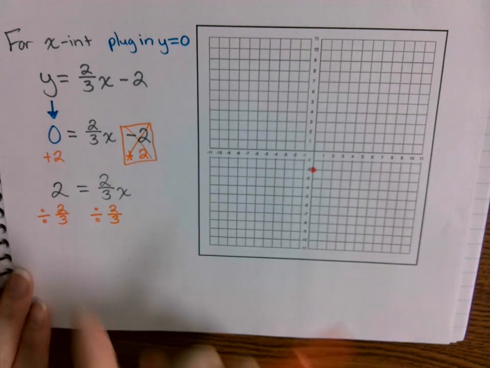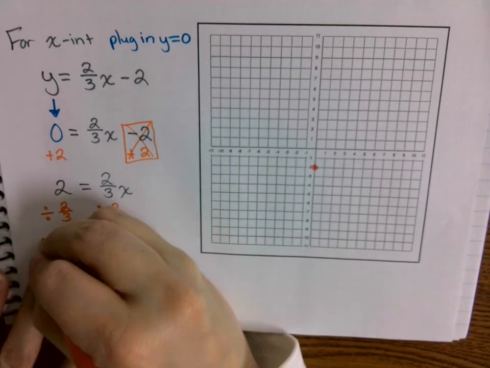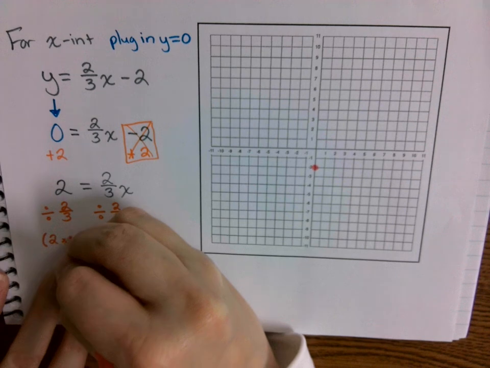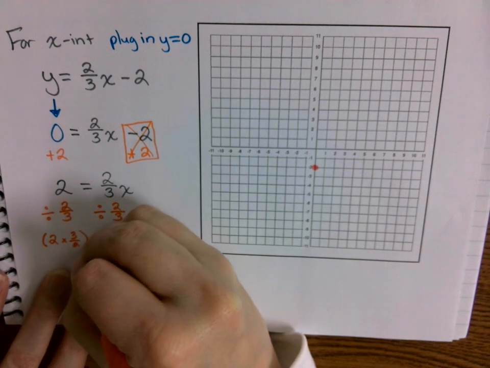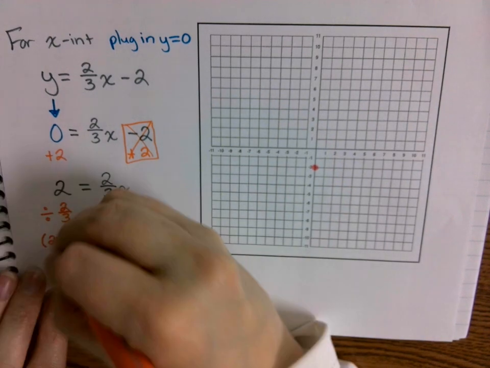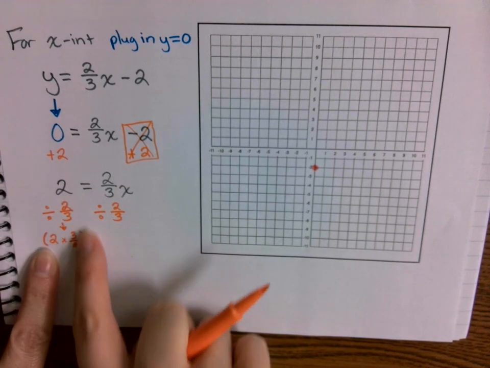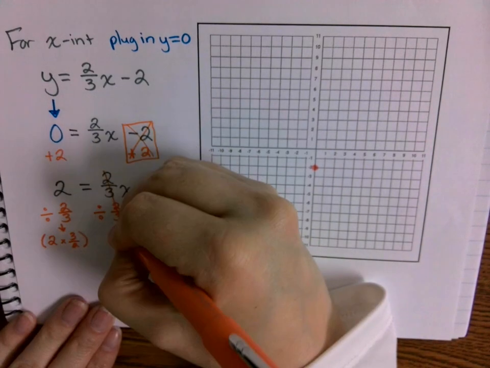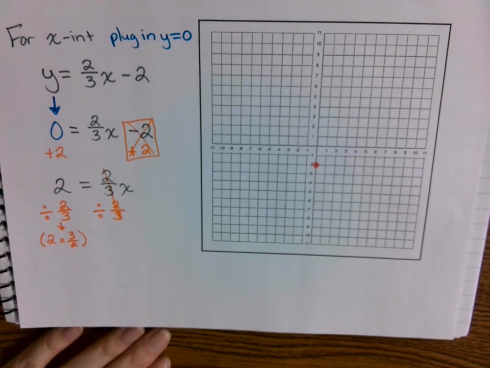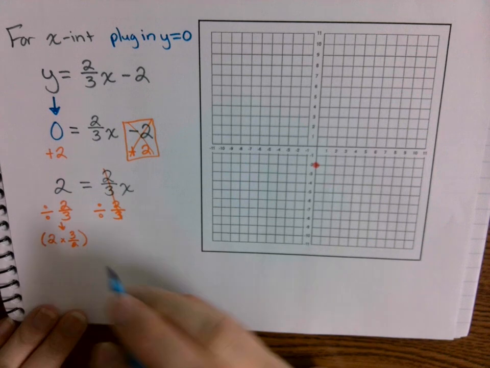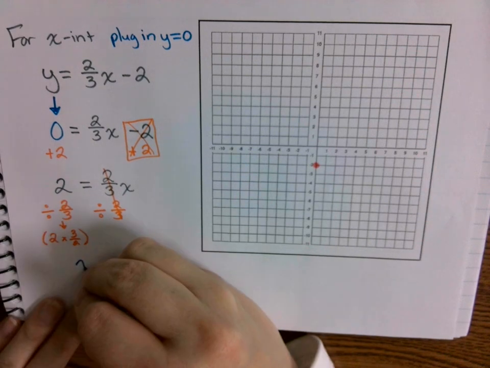Okay, so I'm going to put in parentheses what we're really doing. We're going to do 2 times 3/2. That's what we're really doing. We're just doing 2 times 3/2. And these go ahead and get simplified out. So 2 times 3/2 is going to give us 3. So we end up with x equaling 3.